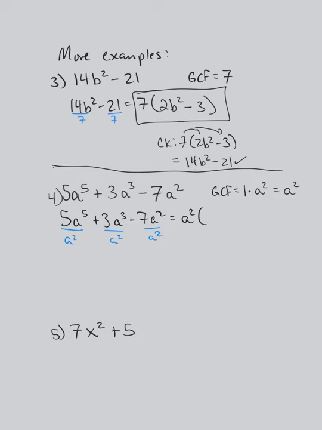And so here we have 5a to the fifth divided by a squared. There's no number to divide, and then I subtract the exponents. Okay, and then I have 3a to the third divided by a squared. I subtract the exponents, I get a to the first, and then I have minus 7a squared divided by a squared, which is just 1, or a to the 0. All right, like that. And so as far as my answer goes, what's in the parentheses is 5a to the third plus 3a minus 7. All right, and that's the answer right there.